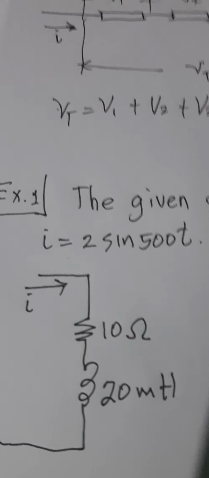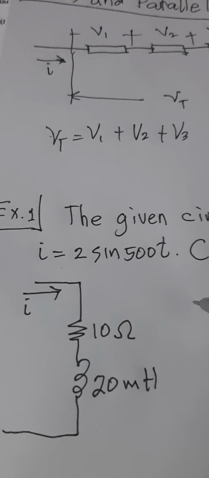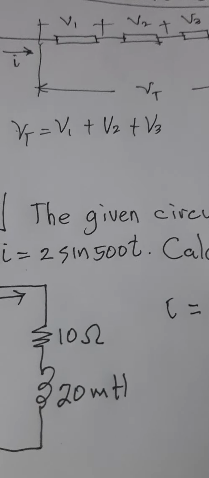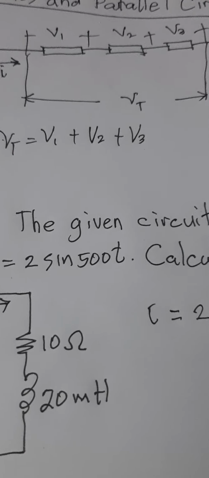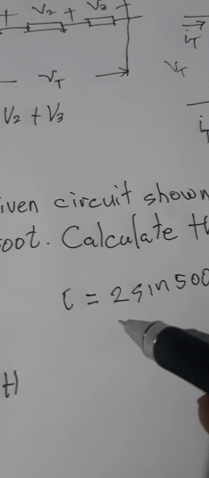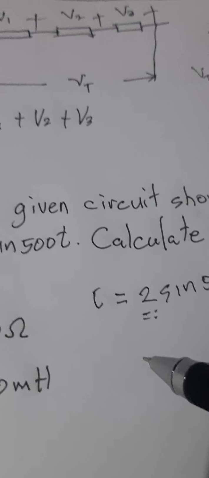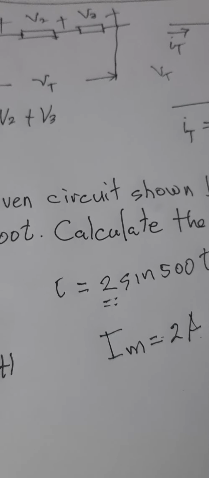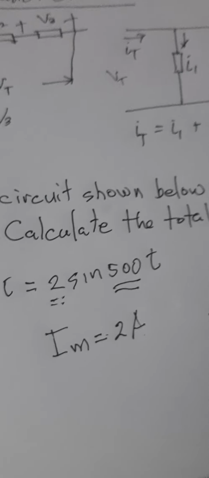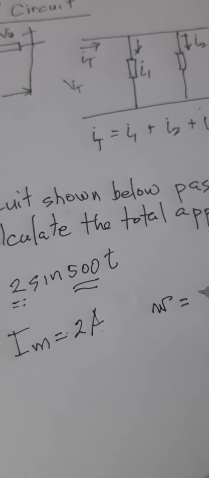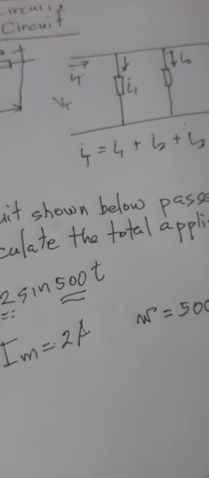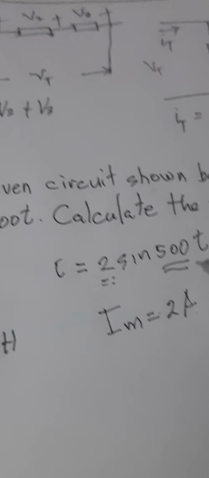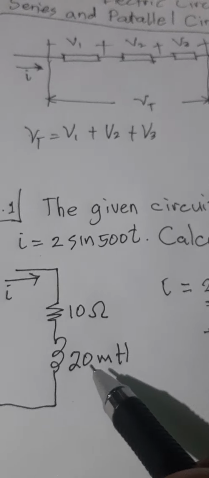Okay. I-consider muna natin yung equation current equals 2 sine 500t para ma-determine natin ano ba itong mga values na meron dito. Okay, remember na yung 2 na yan yung maximum current, which is 2 amperes. Then yung 500t is the angular velocity, 500 radian per second. Kailangan kasi natin ito sa pagsasolve natin ng inductive reactance.